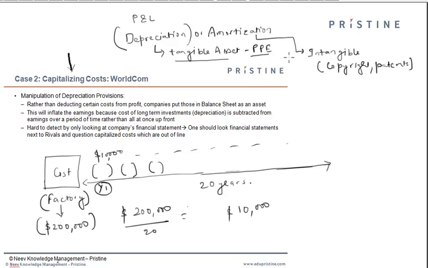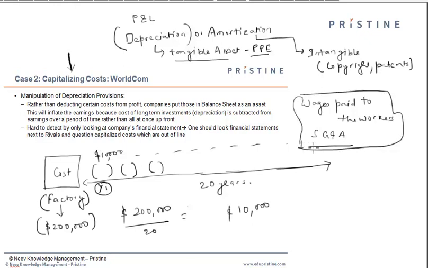Now, there are certain accounting rules about which costs can be capitalized and which cannot, like the wages paid to the workers. My SG&A expenses cannot be capitalized. These have to be incurred in the year in which these costs are made, when the company spends the cash to cover this cost. So manipulation of depreciation provision is what is meant by accounting fraud related to capitalizing cost.